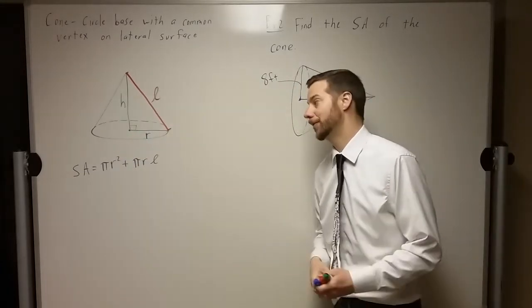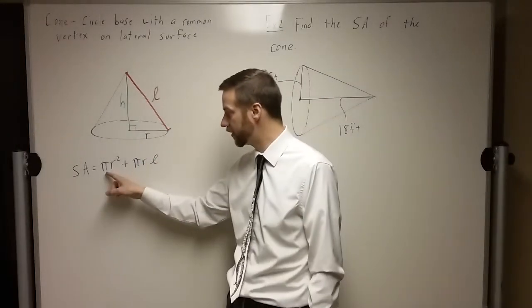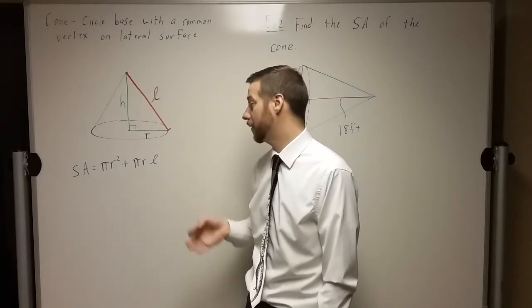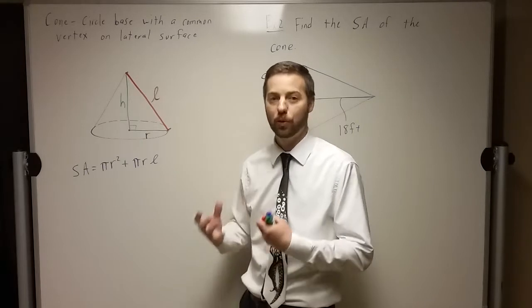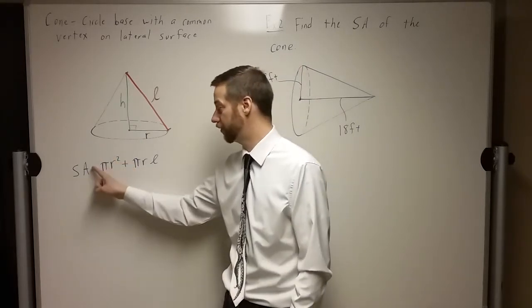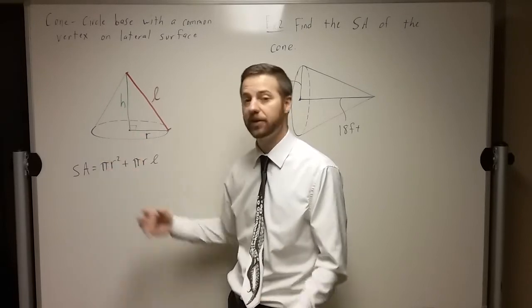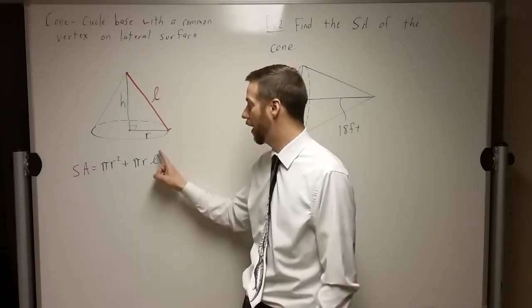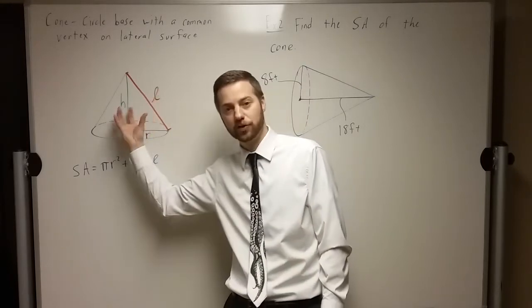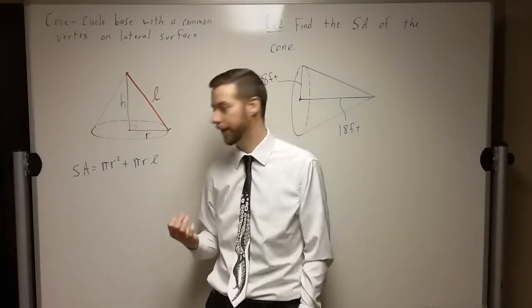Now the way we find the surface area of this is pi r squared plus pi rl. Now if we were in school right now, I'd go through the whole derivation of why that formula is what it is. But basically this part is the circle for the base. Area of a circle is pi times radius squared. Pi rl is how we get the area of this curved thing that's going around, this lateral area.